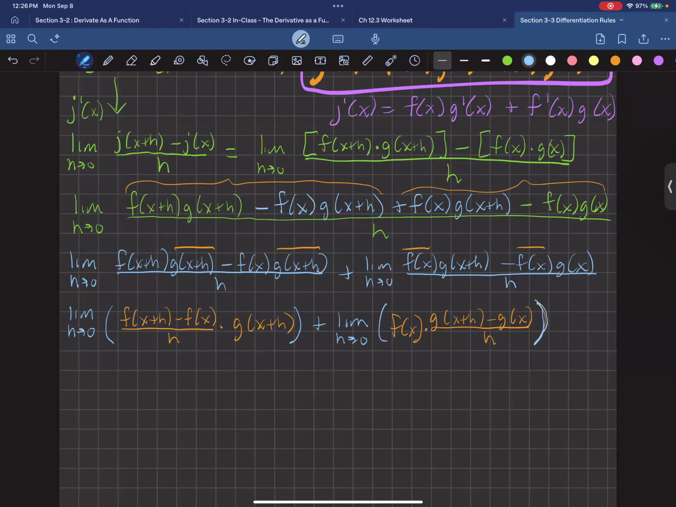And you can split it. Remember the product rule for limits. You can make it like this. So I'm just breaking up the two products, putting the limit on each.